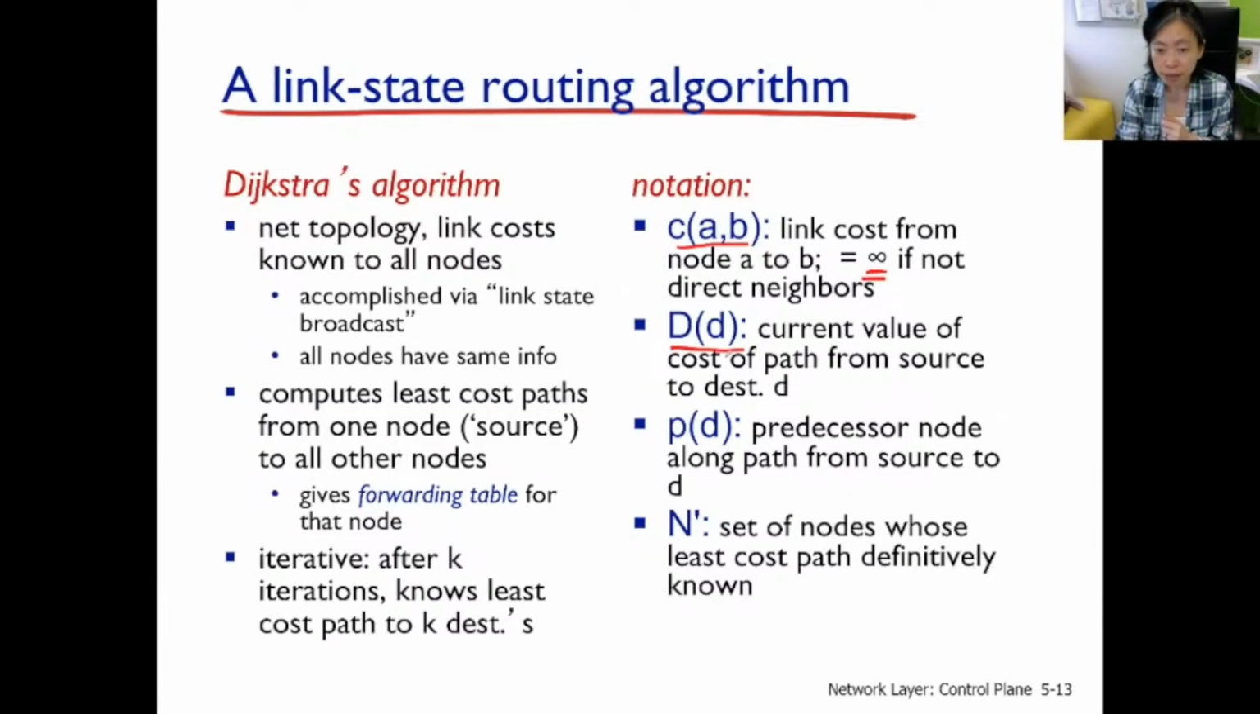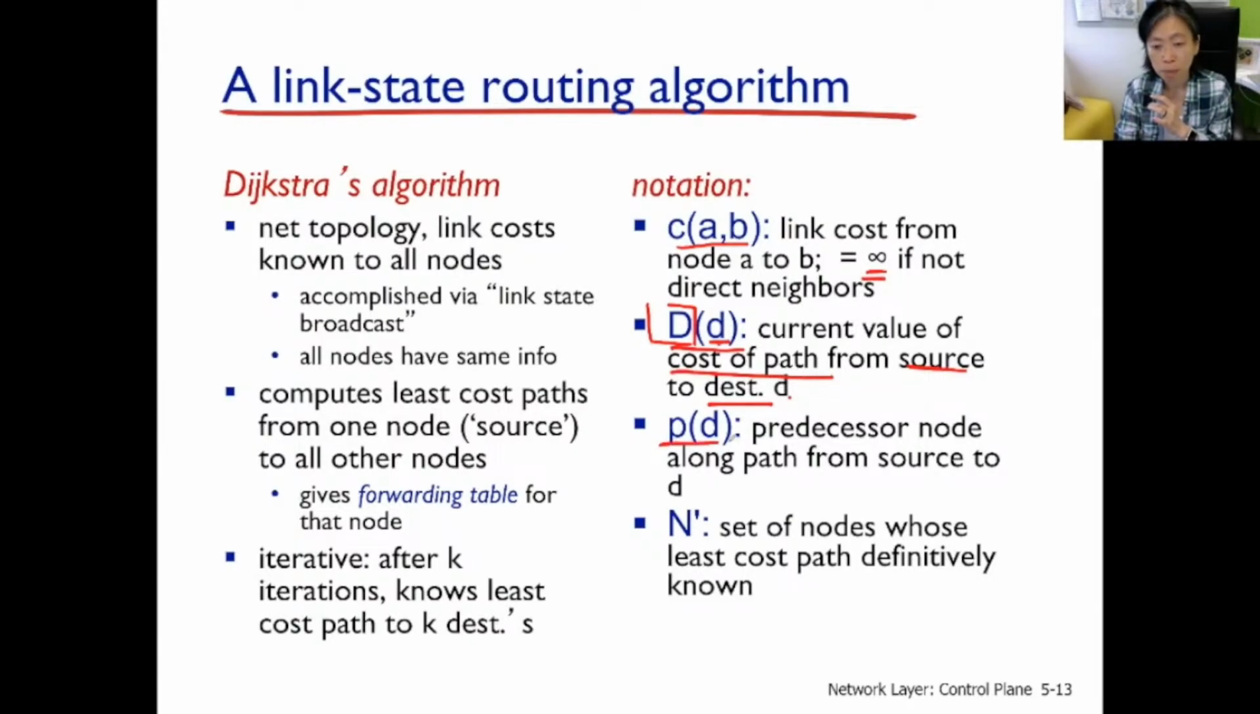Second notation is capital D. Small d here is indicating that for a particular destination, the path from this router doing the computation to this destination, what is the cost of the path currently? So capital D here actually stands for distance. This is also saying what is the current distance to a particular destination d for this router doing the computation.